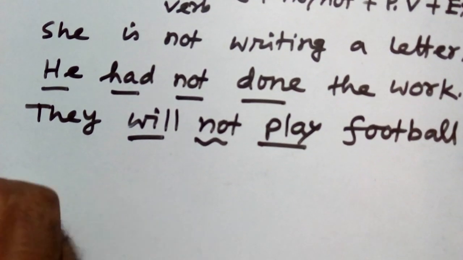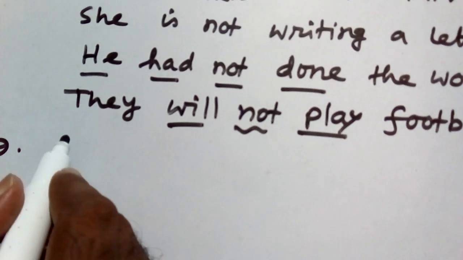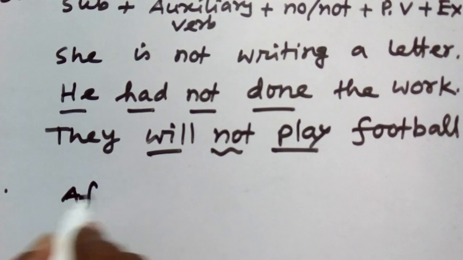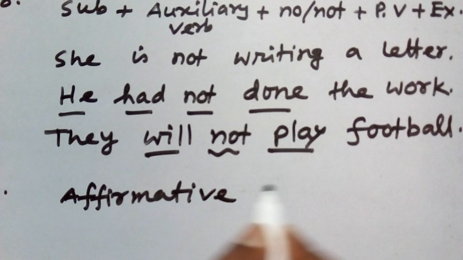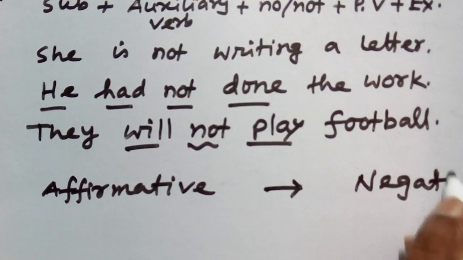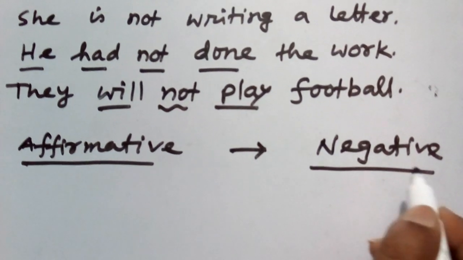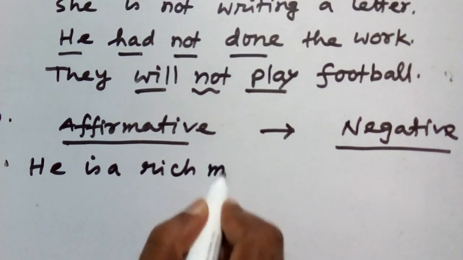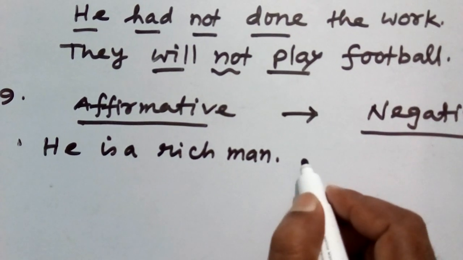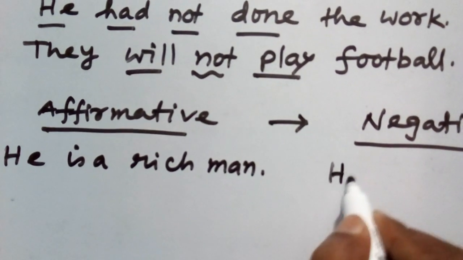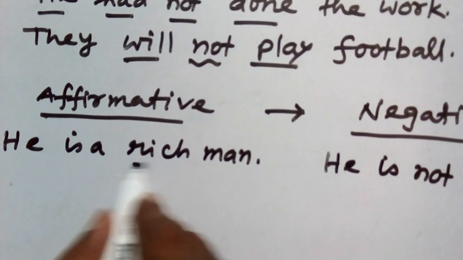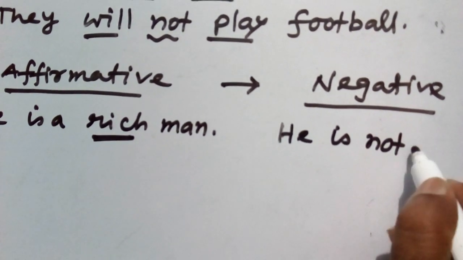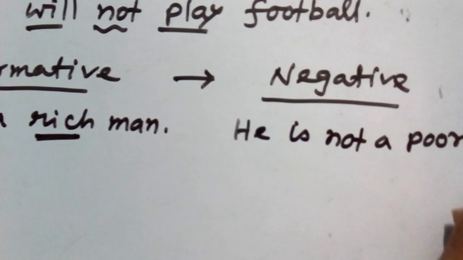And in number 9, negatives can be made without changing the meaning. That means we cannot change the meaning of a sentence, but we want to change a sentence from affirmative to negative, and mostly we use this in those classes. He is a rich man. So if we want to make that sentence negative without changing meaning, we can write he is not, and here it is an adjective, so we have to use antonym words, that is opposite words. He is not a poor man.